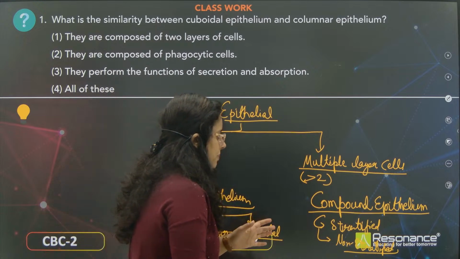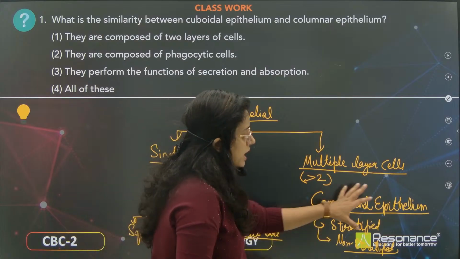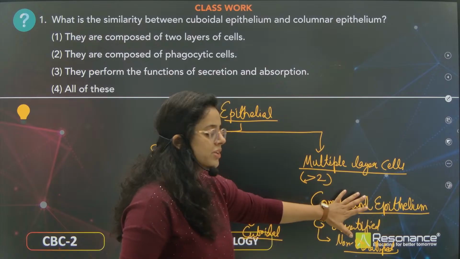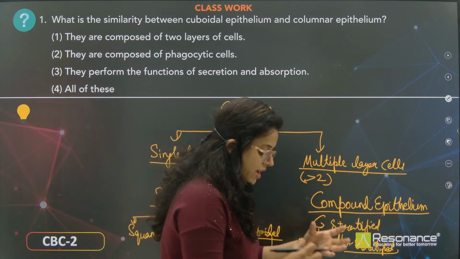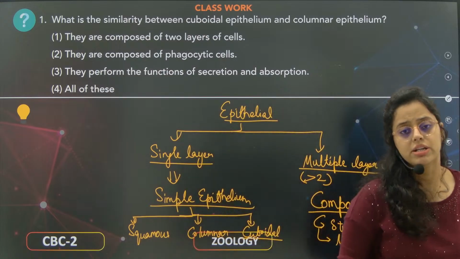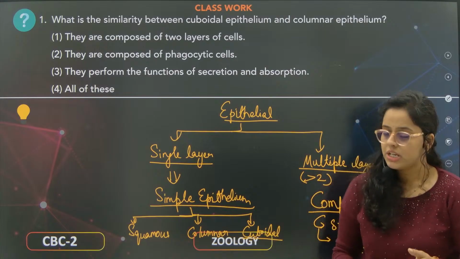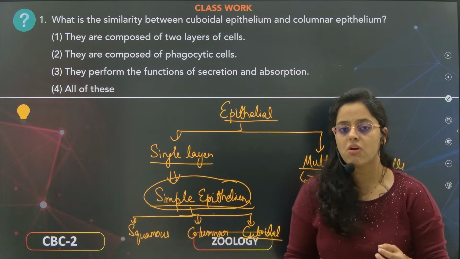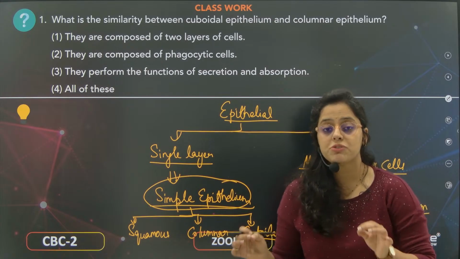Now coming to the functions of the compound epithelium, what are they? They are generally for protection. So they are generally the outermost layering, like skin, or where protection is required from external forces, the compound epithelium is present. Now what is the role of simple epithelium? The simple epithelium are not involved in protection. They are involved in secretion and absorption.